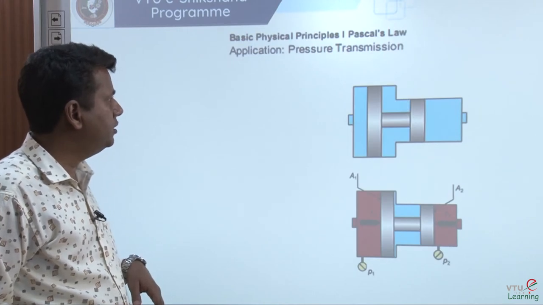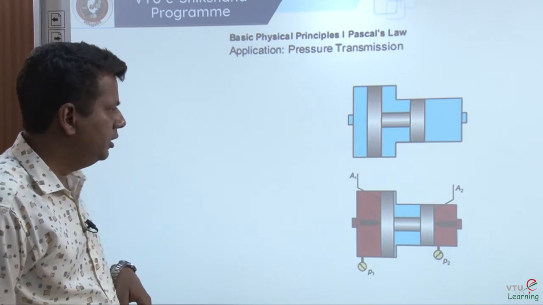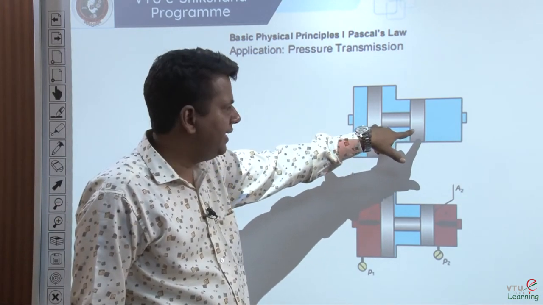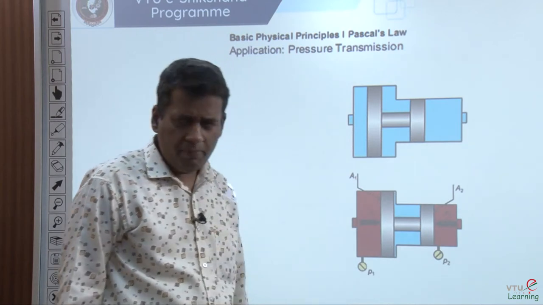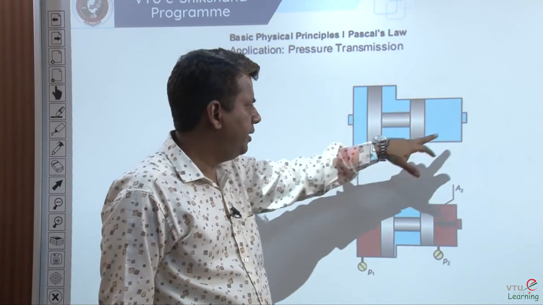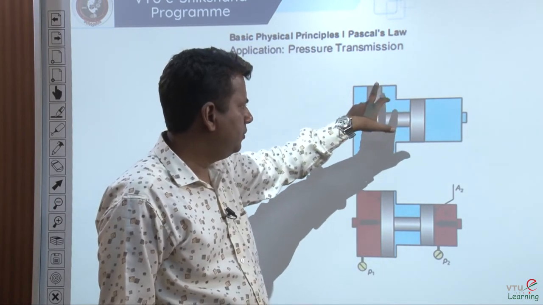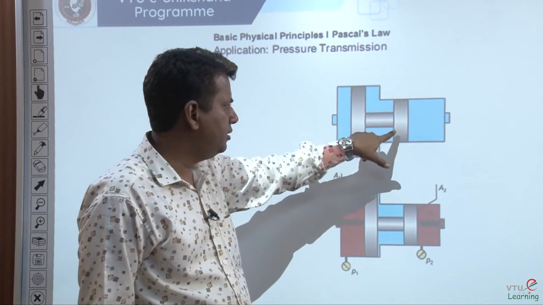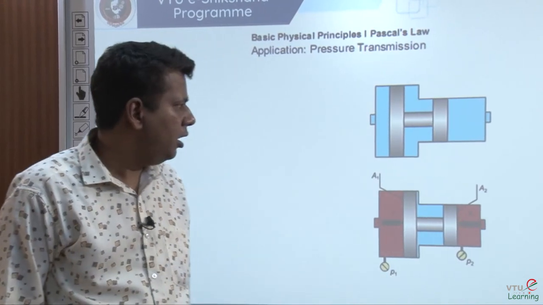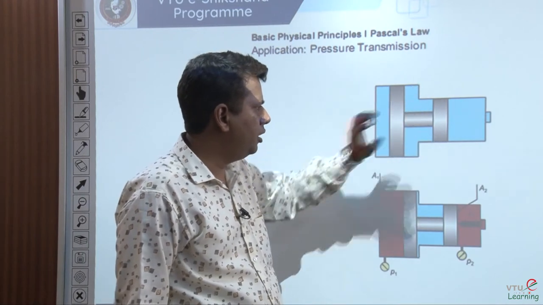Now one more application of pressure transmission. This time I have taken a horizontal cylinder, a horizontal cylinder having tandem pistons. This is a tandem piston arrangement. So what is meant by tandem piston is that this is a multiple cylinder having different dimensions, and the piston on one side is connected to the piston on the other side by means of a link. A link may be a pivot or a common link, which will connect the larger piston with the smaller piston.